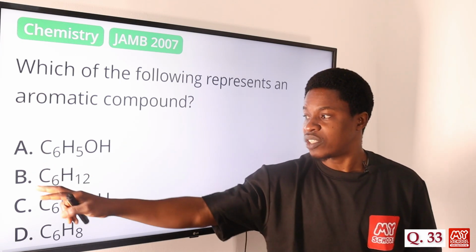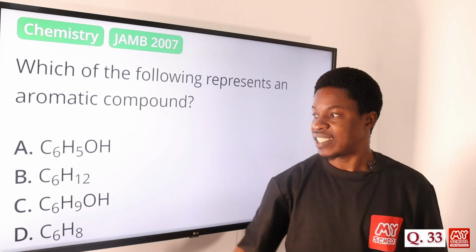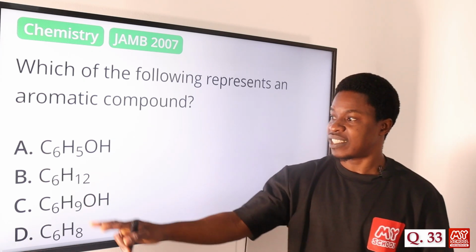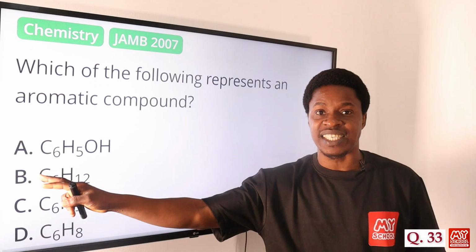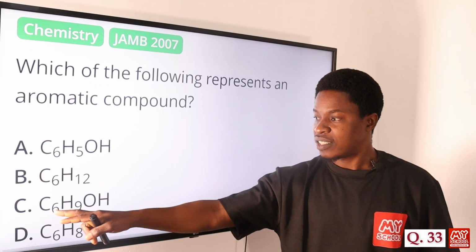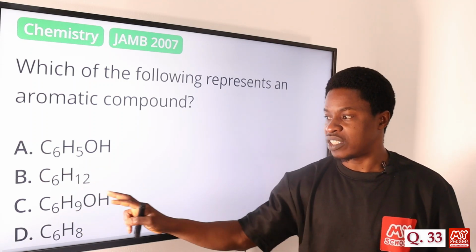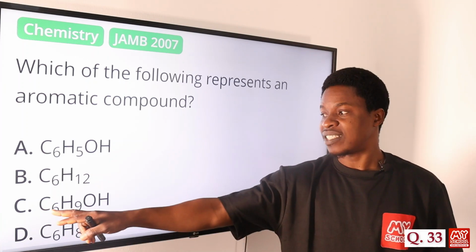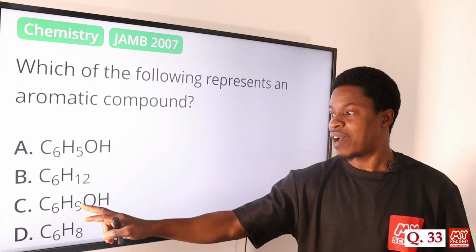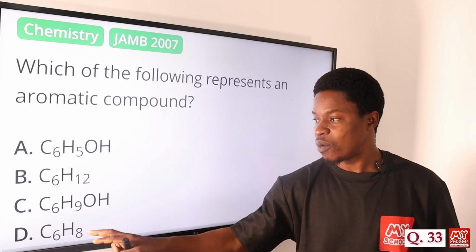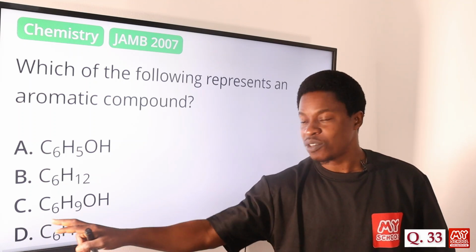C6H12. This is just your hexane, CnH2n. Then we have C6H13OH. Of course, this is an alcohol, okay? That is hexanol, because we have OH here. Then we have C6H4, and of course, this one is your alkyne.